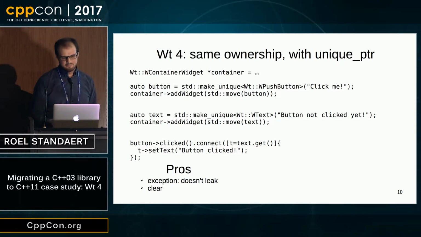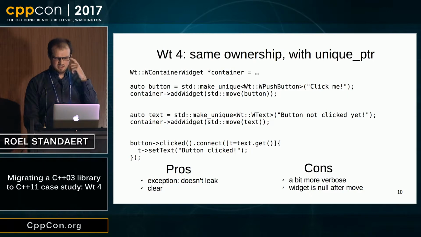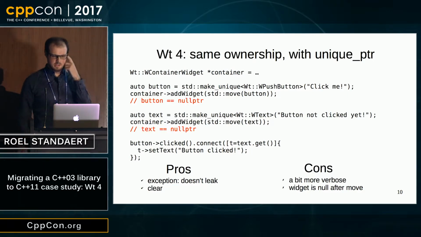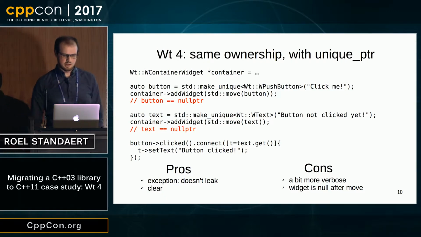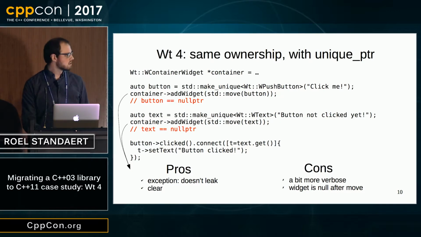Again, when there's an exception that doesn't leak anymore, and it's clear who owns it now because there are moves happening. But the cons are, well, this is a little bit more verbose, and even worse, the widget is null after you move it. So when you're actually connecting the signals to slots, button is null and text is null, so that's actually going to blow up. A straightforward way to fix that would be to move the addWidget calls to the back, and then it would be fine again.